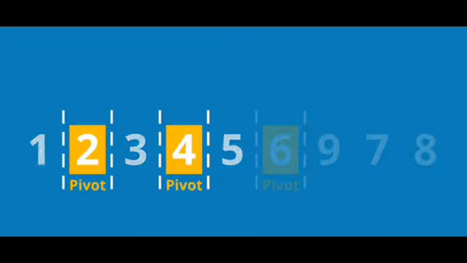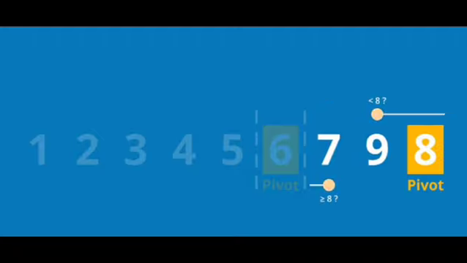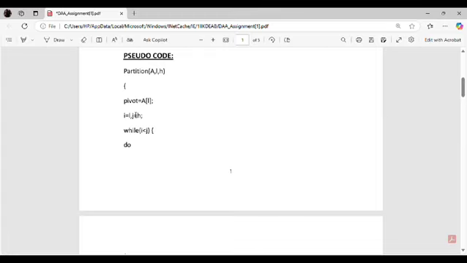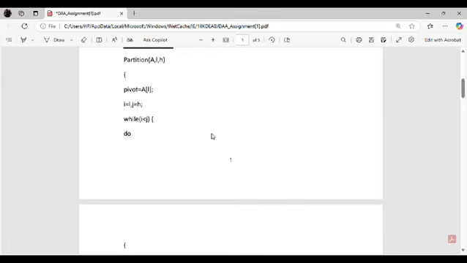Now the left subarray is completely sorted and we move on to the right subarray where the pivot would be 8. Now continue the process till the right subarray is also sorted. Now swap the elements 8 and 9. Now the array is completely sorted. The pseudocode is given as the following.